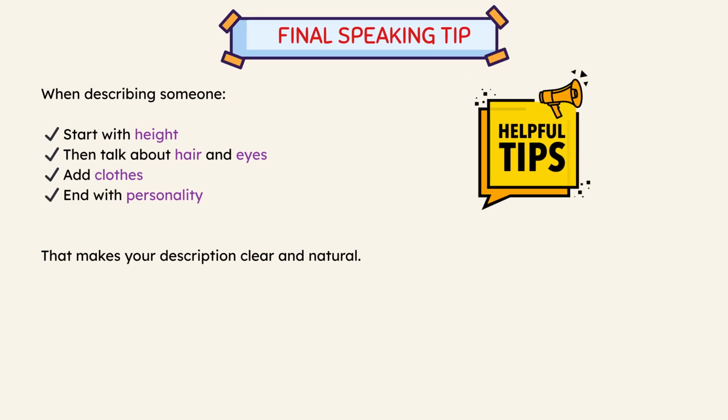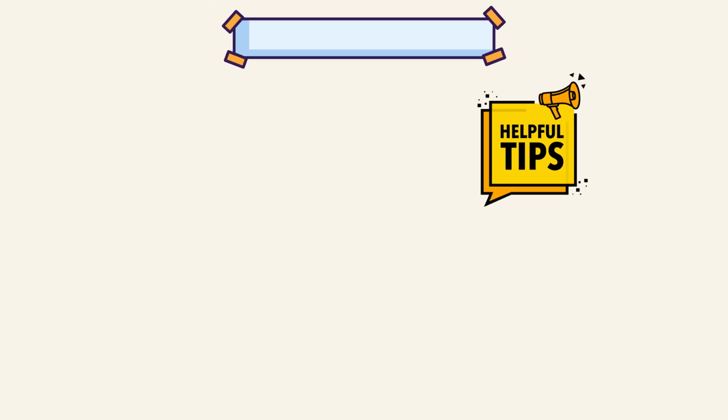Final speaking tip. When you describe someone, follow this simple order to make your description clear and natural. Start with height. Then talk about hair and eyes. Add clothes. End with personality. Following this order helps your listener imagine the person easily and makes your English sound more natural.